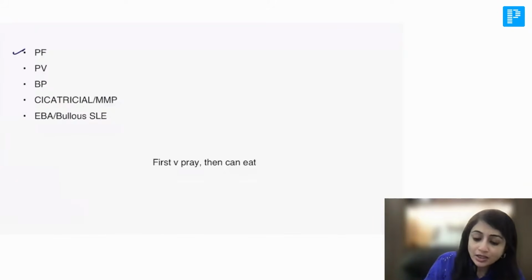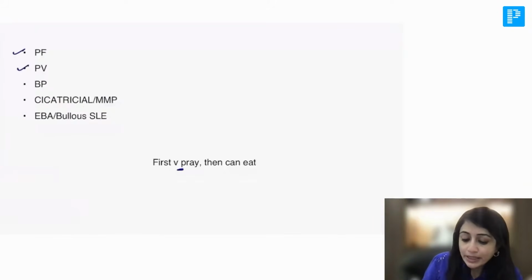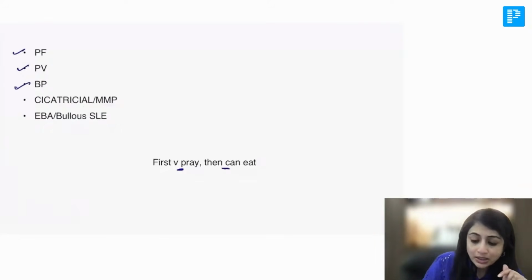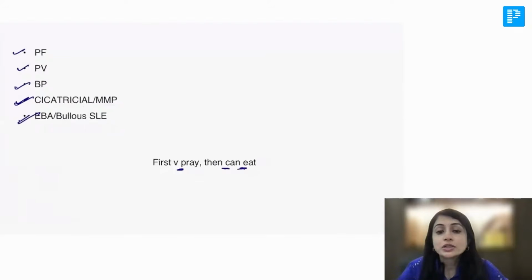V is vulgaris, or pemphigus vulgaris. P is pemphigoid, or bullous pemphigoid. Then can eat. C is cicatricial pemphigoid and E is EBA. So first we pray, then can eat. This is the order in which various disorders are there in the skin based on their target antigen. Right? So this is again important.